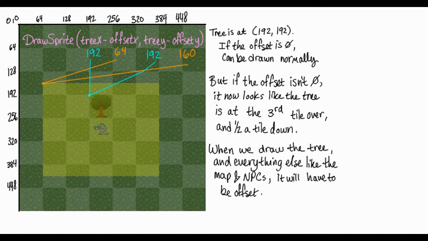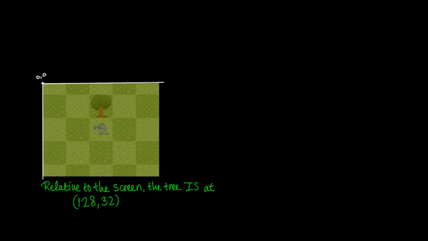When we draw the tree, the map, characters, etc., we will have to subtract the screen offsets from its current position. The only thing you wouldn't do this for would be HUD data, stuff that is always on the screen like the player's health bar and stuff. So if we ignore the rest of the map and look at only what's on screen, then 128, 32 are the correct coordinates, even though the tree has different coordinates on the map itself.